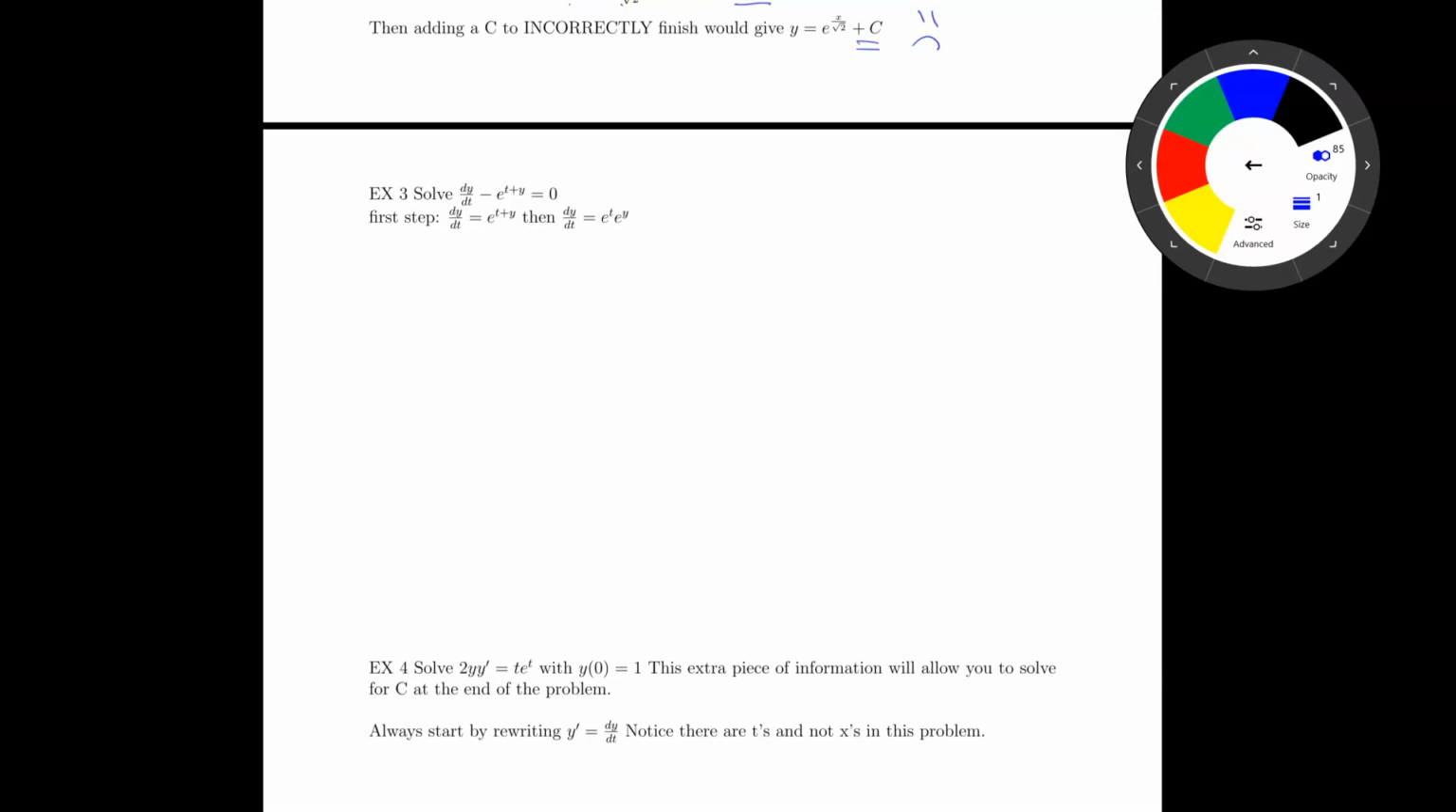So, something a little harder. This is the beginning of your problem. I've written it as dy over dt, but truly it could have come at you like this, right? And if it comes at you like this and you notice there's a t instead of an x, that's when you know that you need to use dy over dt, right?